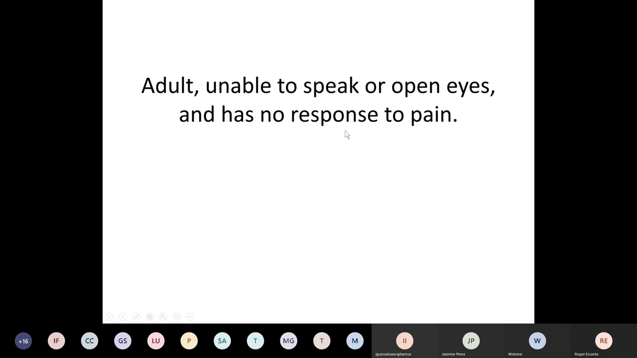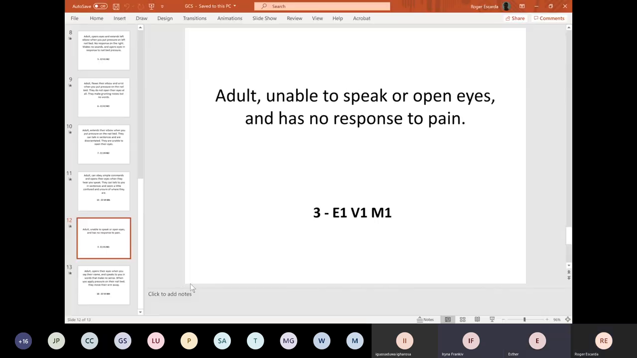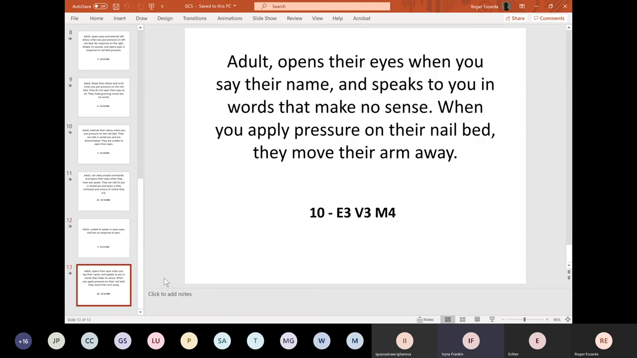Esther. Adult is unable to speak or open eyes and has no response to pain. It's three. All right. So this is either deep coma or dead. Actually, I had one more.